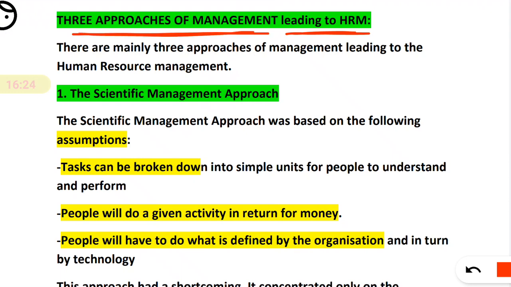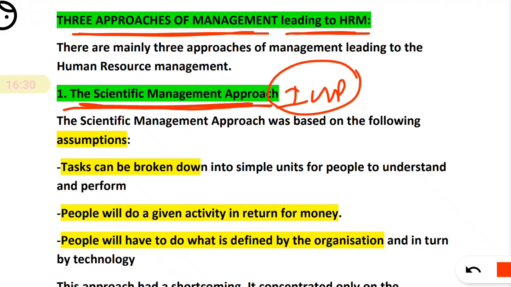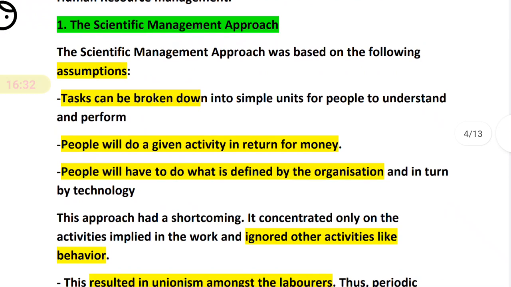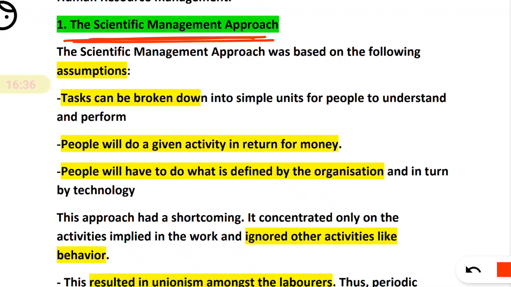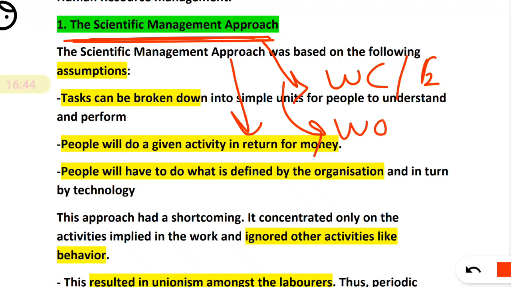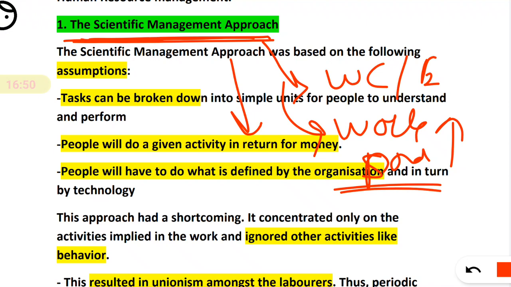The first approach of management is the scientific management approach. It is the most important approach, and it is very easy. Remember, what does scientific management approach mean? Basically, they are not worrying about the working conditions of the employee. They just want to give some guidelines and the worker should work according to that, so that productivity will increase. That is the basic funda behind the scientific management approach.